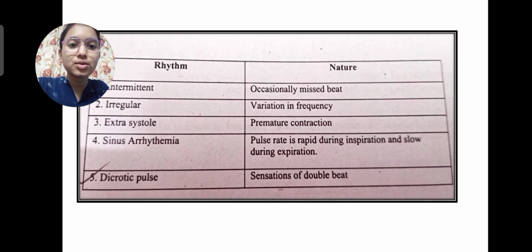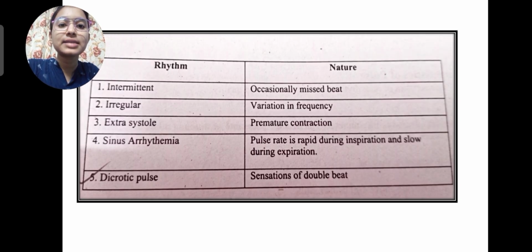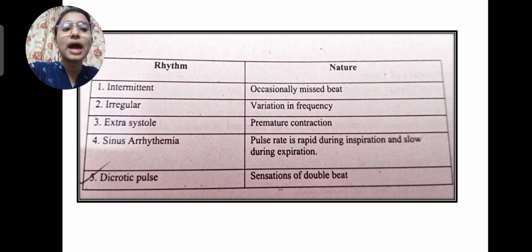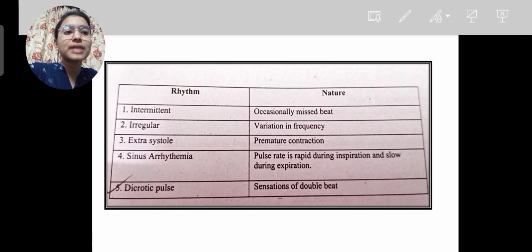Now next we will discuss the rhythm. There can be abnormality in the pulse in rate, rhythm and volume. The abnormalities in rate are tachycardia and bradycardia. We call it tachycardia if the pulse rate is more than 100 beats per minute, and bradycardia if the pulse rate is less than 60 beats per minute.